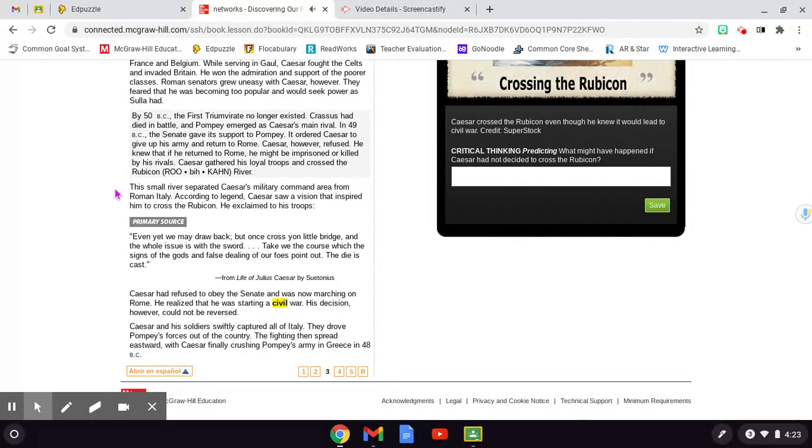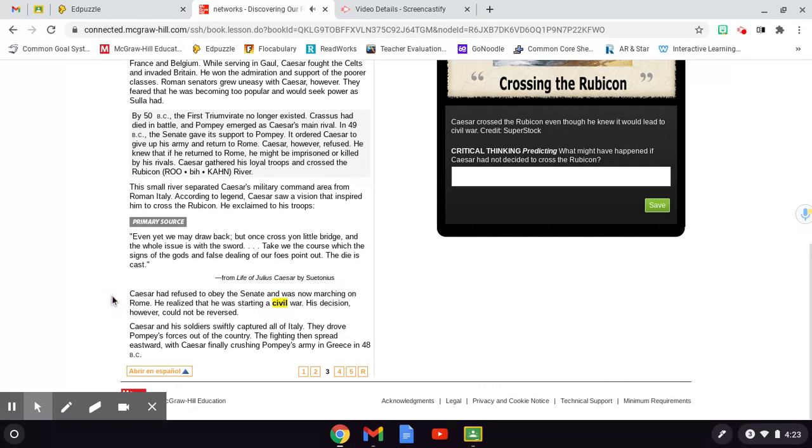He exclaimed to his troops, primary source: "Even yet we may draw back, but once across yon little bridge, and the whole issue is with the sword. Take we the course which the signs of the gods and false dealings of our foes point out. The die is cast." From Life of Julius Caesar by Suetonius.